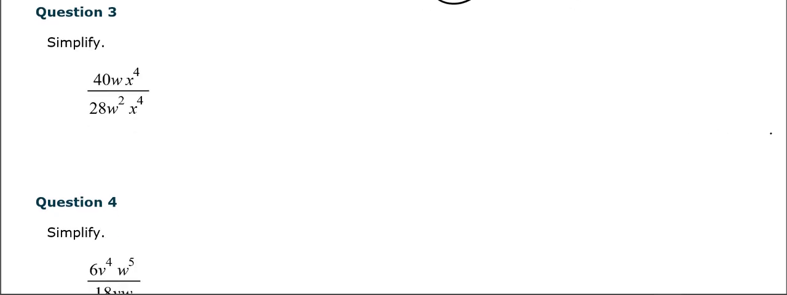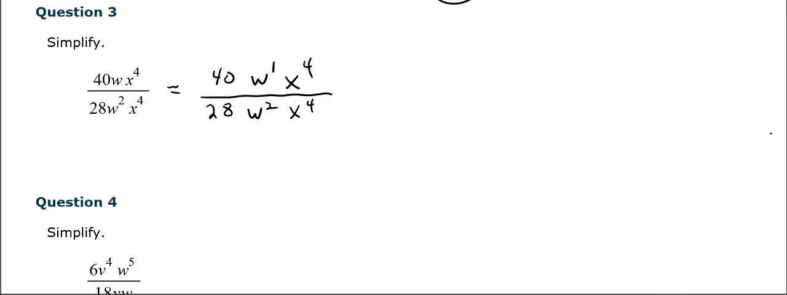Let's look at simplifying rational expressions. So what we're doing here is really reducing fractions. So here we have 40w x to the fourth over 28w squared x to the fourth. So what I'm going to do is rewrite this and make sure everything has an exponent. So the w is really w to the first. And in our denominator, we have 28w squared x to the fourth.